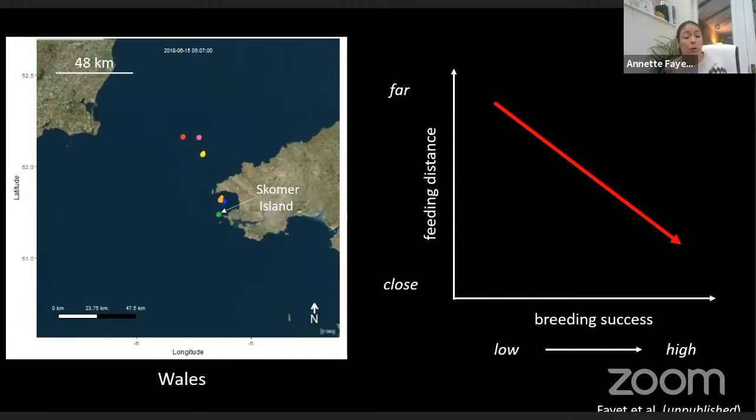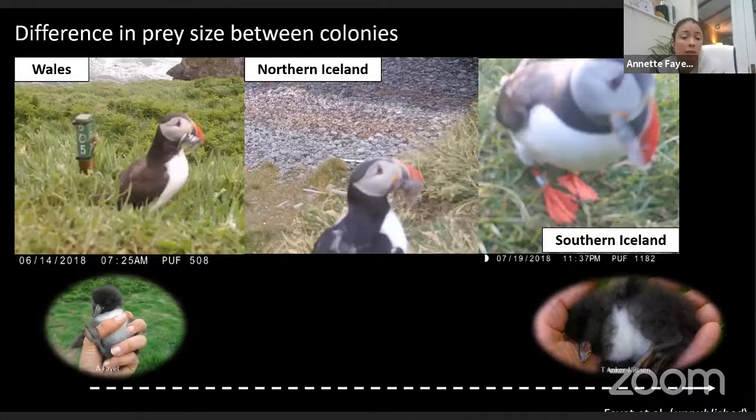And this was also supported by what we saw on the cameras. So here, this is just examples from three colonies. And you can see these are all sand eels, but in Wales, the sand eels are quite nice and chunky. In Northern Iceland, they're so small, you can't see them.